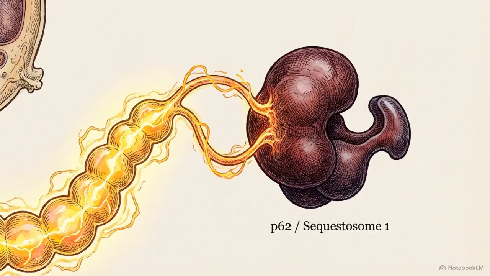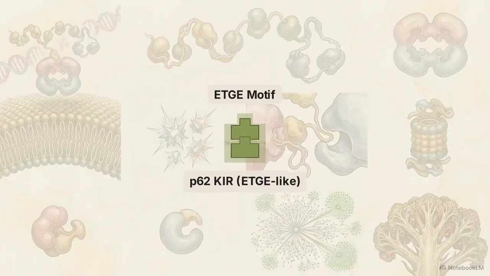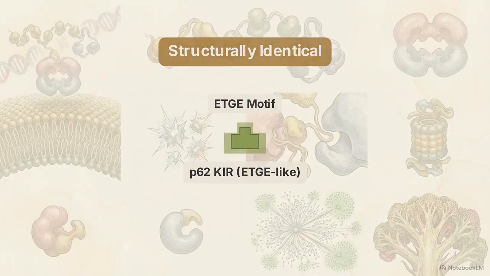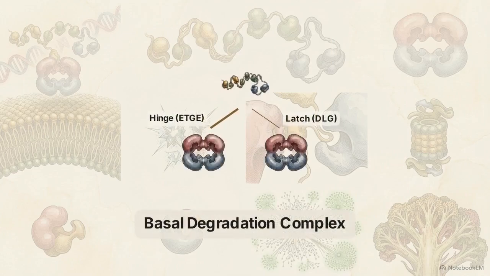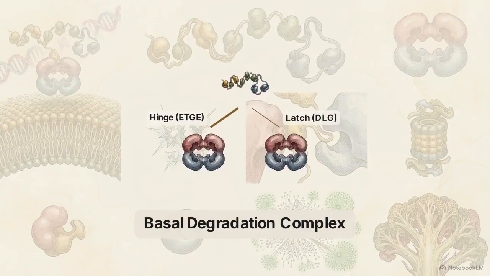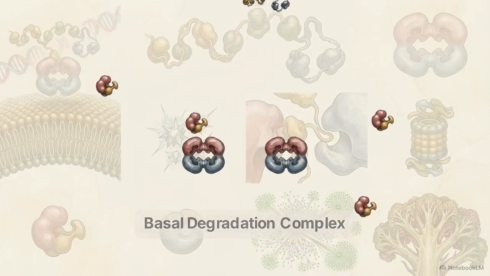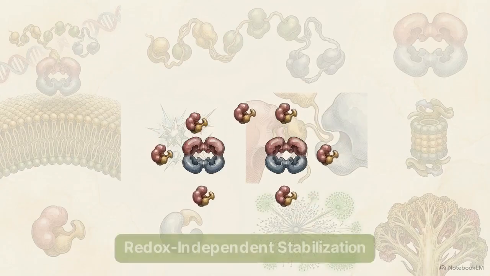One prominent non-canonical pathway involves a feedback loop between NRF2 and the autophagy adapter protein P62, also known as sequestosome 1. The P62 protein contains a KEAP1 interacting region that harbors an ETGE-like motif. Structurally, it is virtually identical to the high-affinity hinge motif found on NRF2 itself. During periods of autophagic flux, P62 accumulates in the cytosol and outcompetes NRF2 for binding to the KEAP1 repressor. By physically sequestering KEAP1, P62 stabilizes NRF2 in a manner that is independent of both cysteine modification and the cellular redox state.